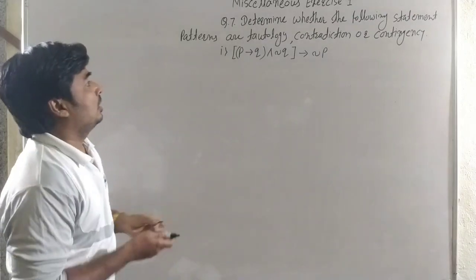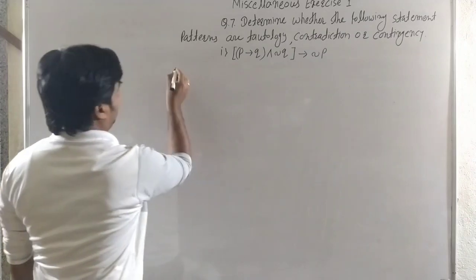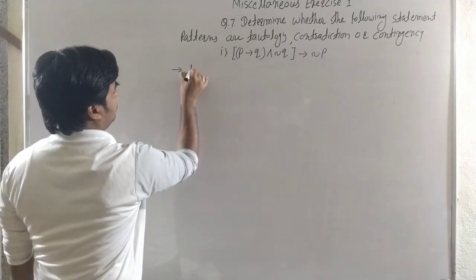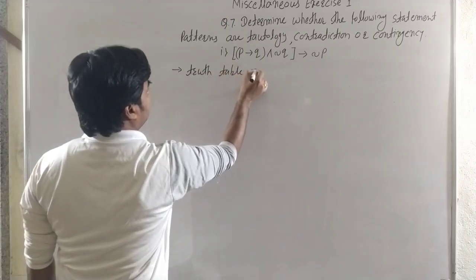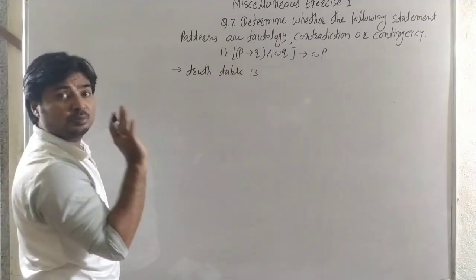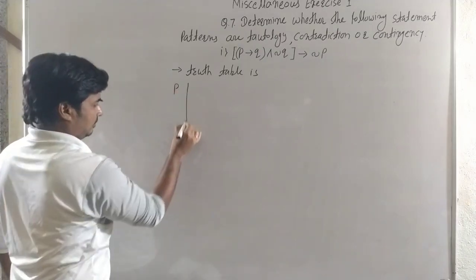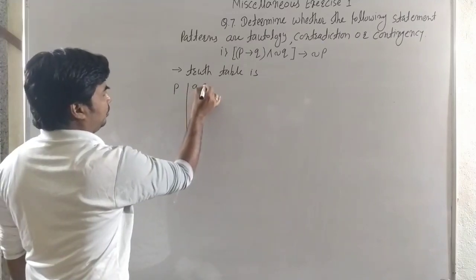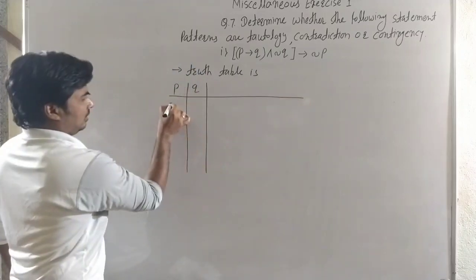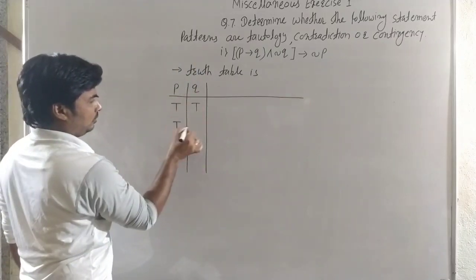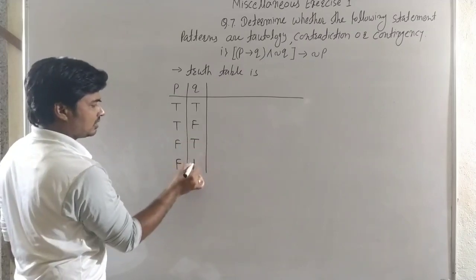Okay, now we see this first example. First we construct the truth table for this statement. There are two statements, that means four possibilities. Here P, then Q. Okay, here true, true, true, false, false, true, and last is false, false.